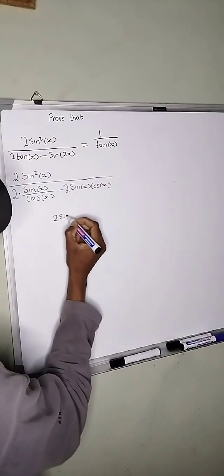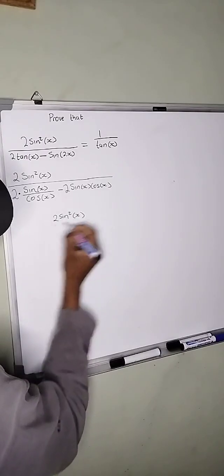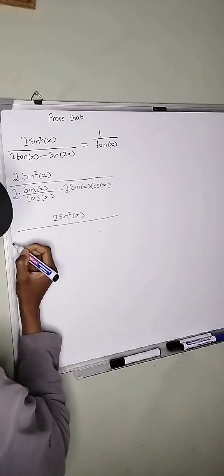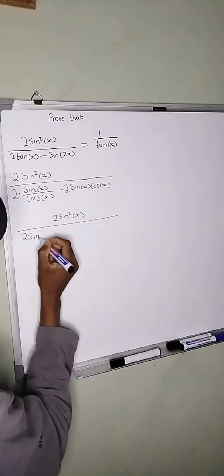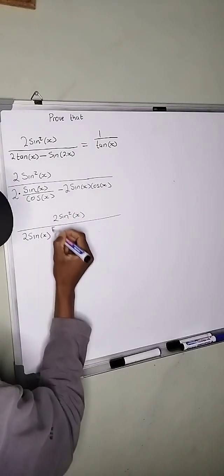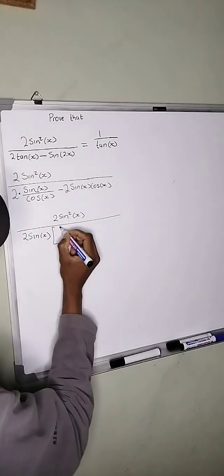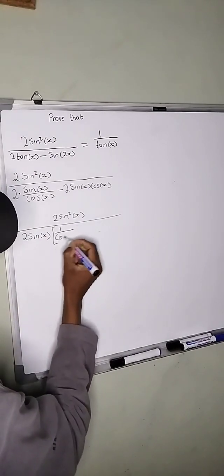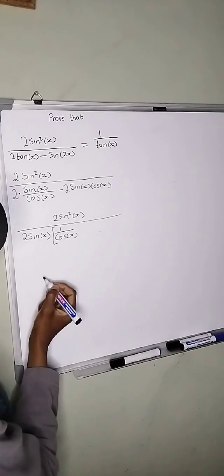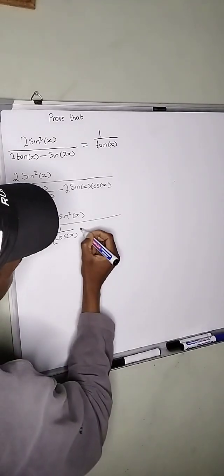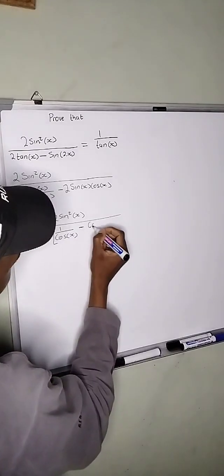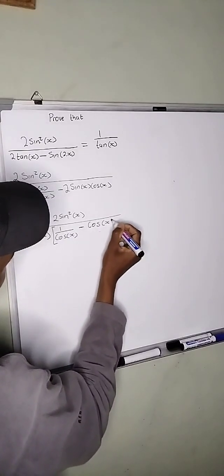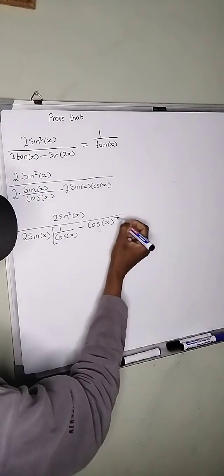Two sine squared x. Then I'm going to take out this 2 sine x that you told me about. And I'm going to have what? 1 divided by cos x, right? Minus cos x. Is this correct so far?